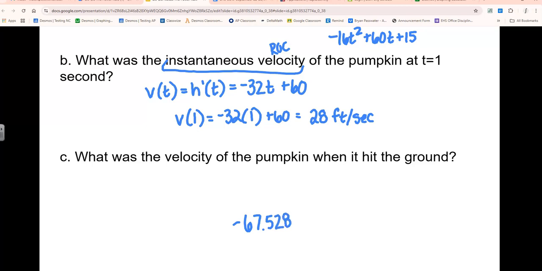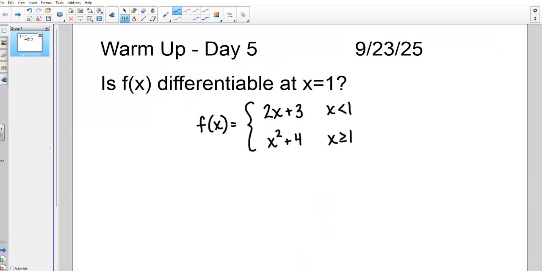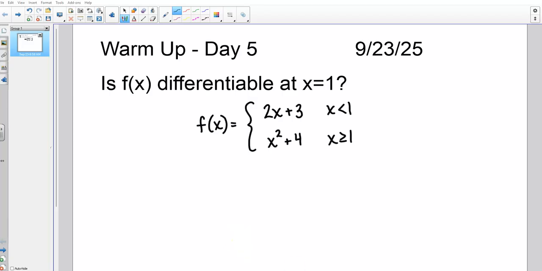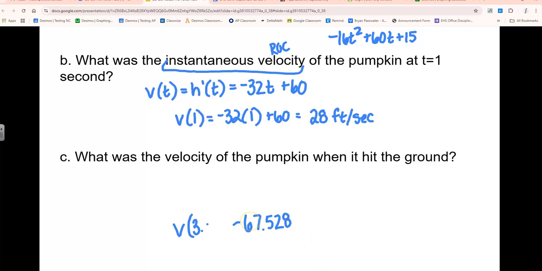And if this were a calculator active problem, the only thing you would have to write is V of 3.985. If that's off a little bit, don't worry about it too much. That's all you would have to write if it were a calculator active problem.